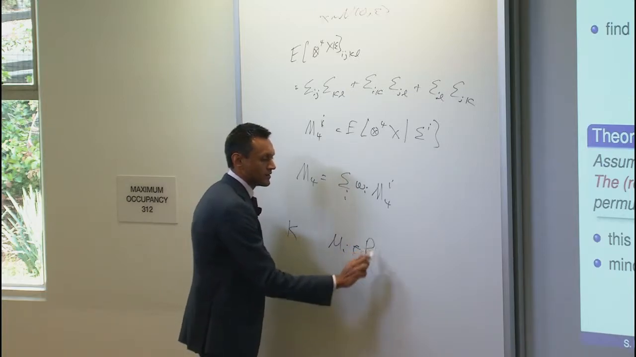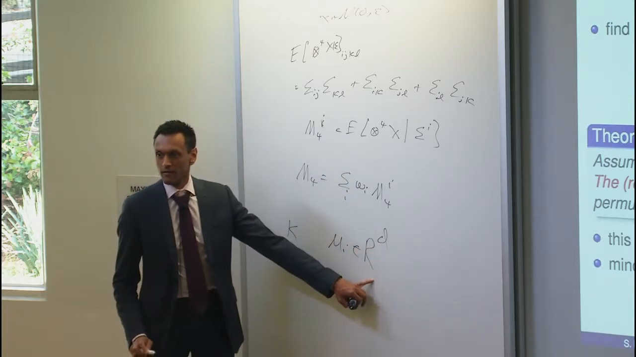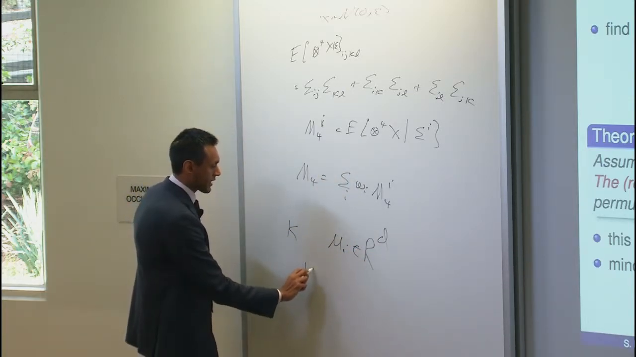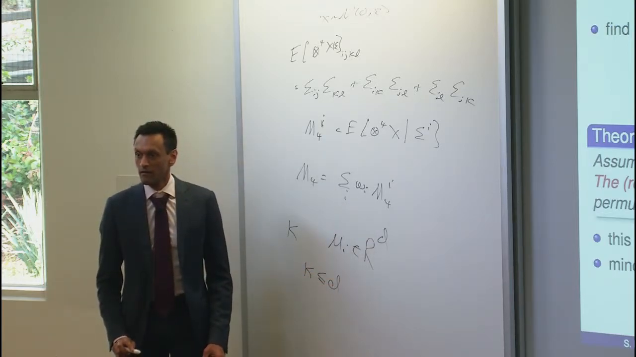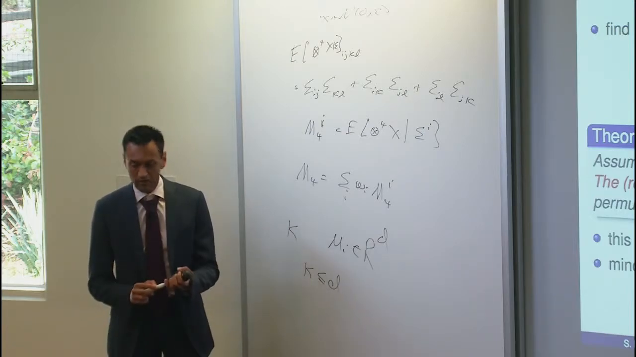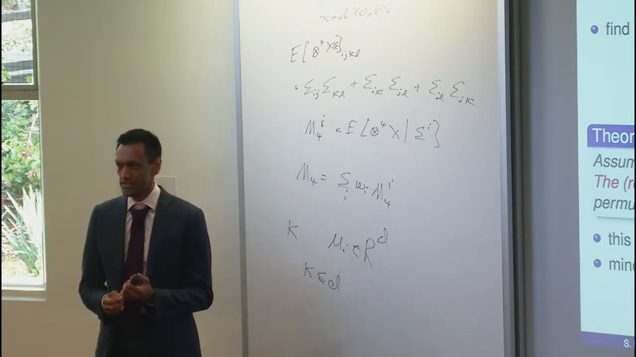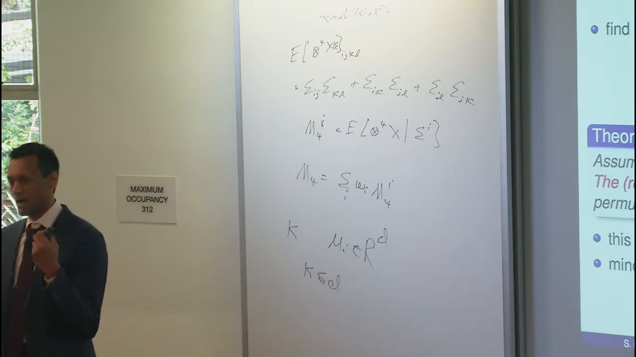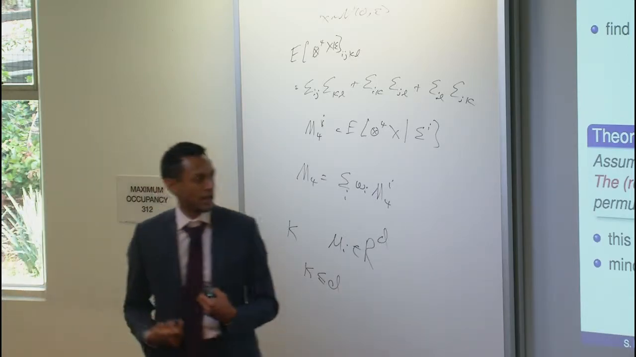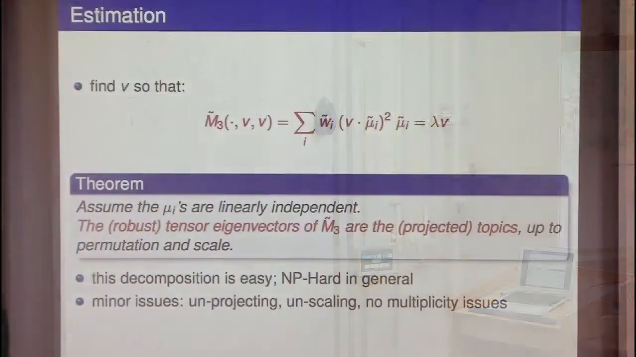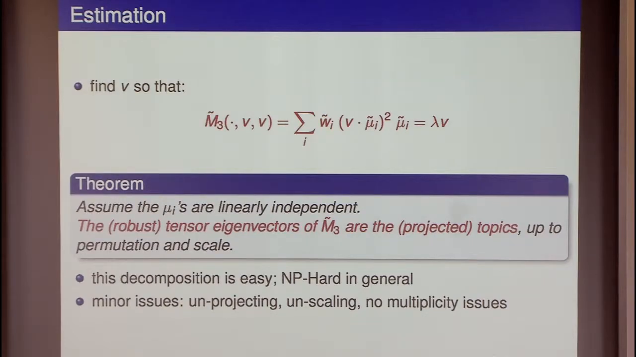And these topic probability vectors are in R^d, because we've got d words. We need k to be less than or equal to d for this to work out. So the number of topics must be less than the number of unique words in the language, yes. But we only need 3 words per document. And basically it has to be generic. So if they're linearly dependent, this will break, but under any reasonable smoothed analysis model, this is fine.